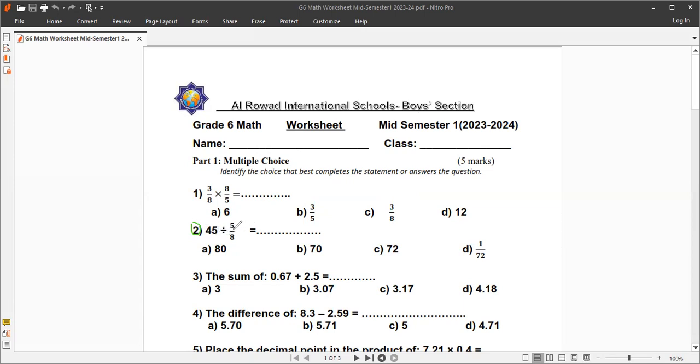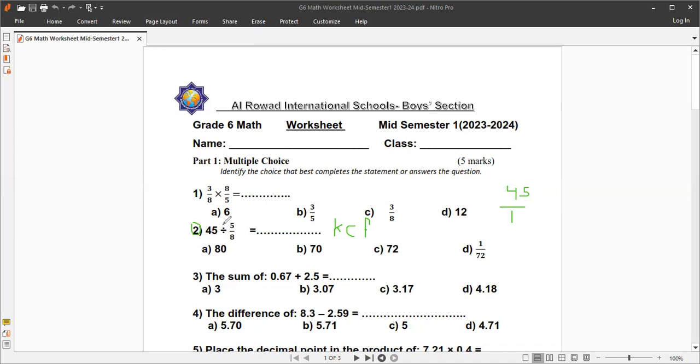Division. 45 divide 5/8. I will explain it here. 45, when we divide fractions, we change the whole number to a fraction. So we put the denominator as 1 because we will do the way of keep, change, flip, or reciprocal. As you know, dividing by a fraction is multiplying by its reciprocal. So I keep 45, but I write it as a fraction. So I put it 45/1.